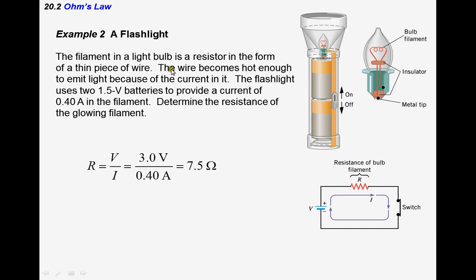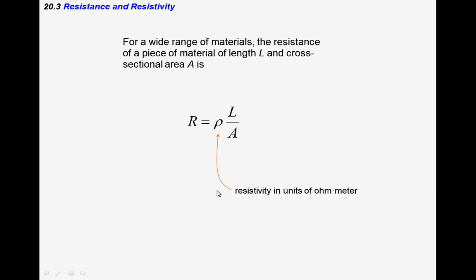So the filament in our light bulb is a resistor in the form of a thin piece of wire. The wire becomes hot enough to emit light because of current flowing through it. The flashlight uses 2 1.5 volt batteries to provide a current of 0.4 amps in the filament. Determine the resistance of the glowing filament. So two 1.5 volt batteries gives us 3 volts of electric potential divided by the current 0.4 amps, and we end up with a resistance of 7.5 ohms for this particular resistor.